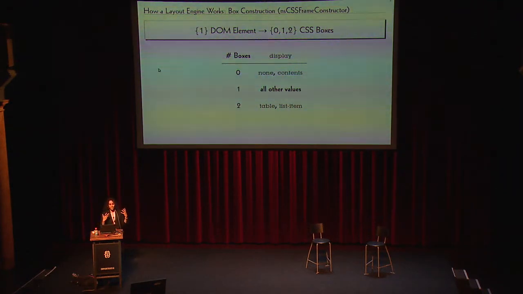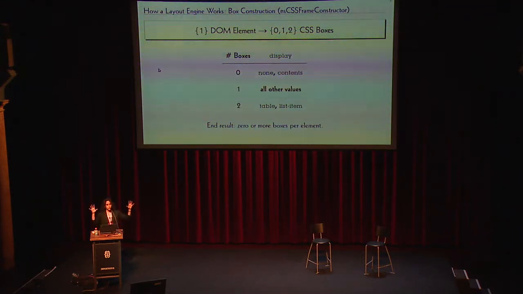I work on Gecko, or I worked on Gecko, and so I don't know the internal details of all of the other layout engines, but most of them work more or less similarly, and we're going to be at a high enough level that we'll be glossing over most of the differences. In Gecko, nsCSSFrameConstructor is what constructs the boxes. Frames in Gecko parlance are the equivalent of a CSS box. So, end result, 0 or more boxes per element.